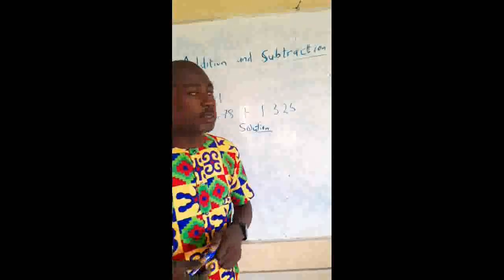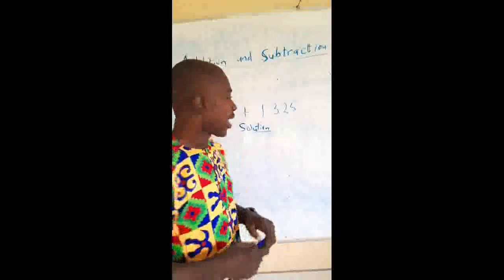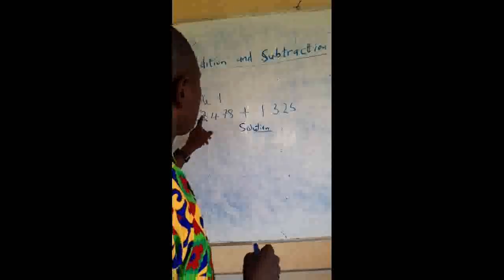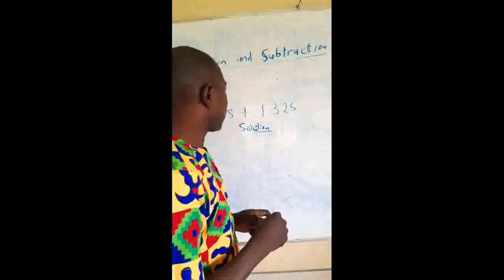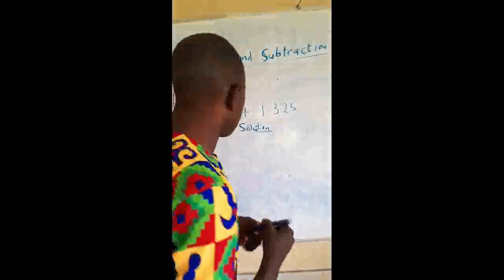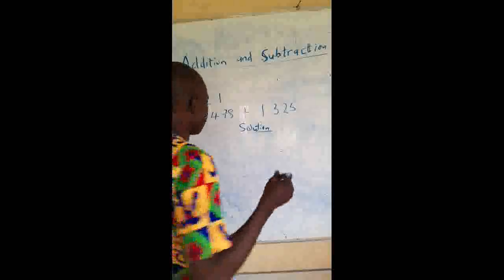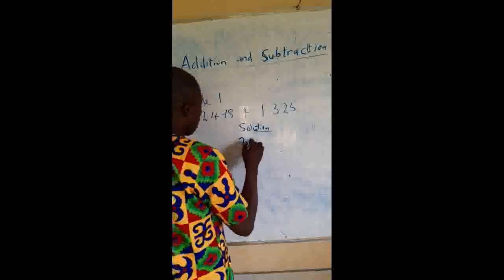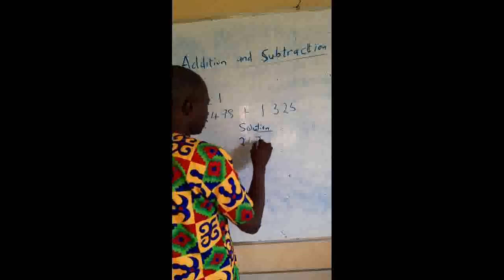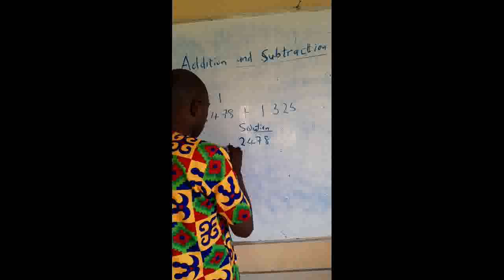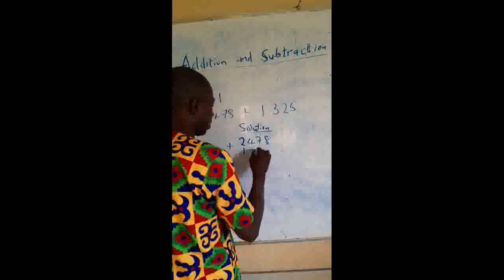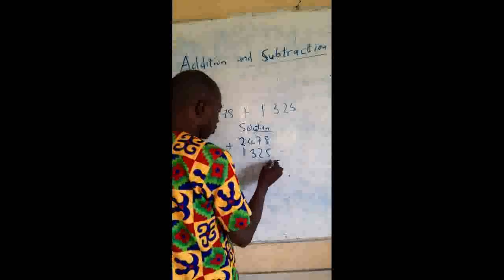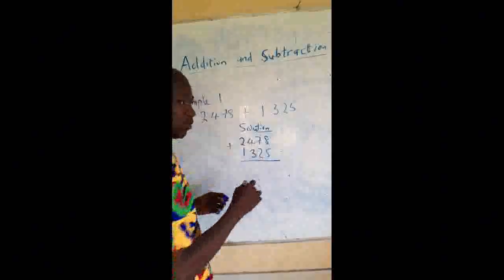Now let's start with example number 1. We are adding 2,478 plus 1,325. We are adding it, so we're going to write it vertically. So it will be 2,478 plus 1,325. So we're going to add it. Remember, it's going to be vertical.